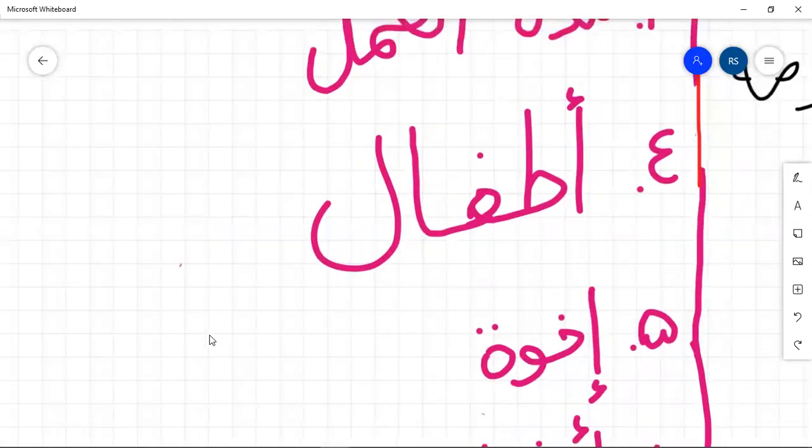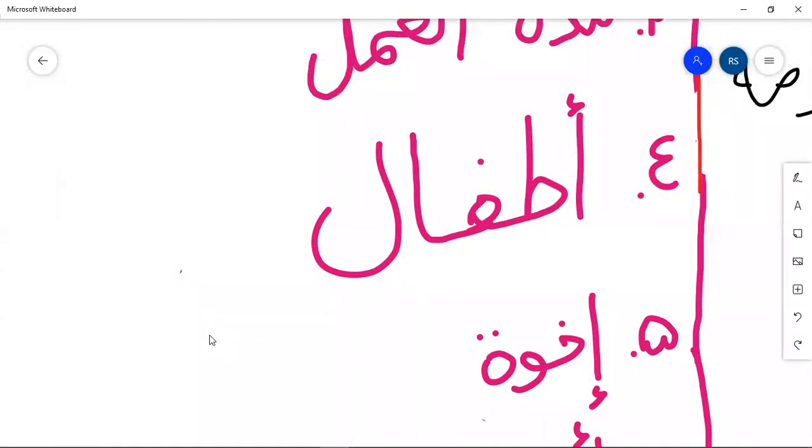How many children do you have? Kam tiflan laki. With the word kam, we use a singular word. Li tiflun wahidun. Is he a boy or a girl? Bintun. So you said li tiflatun wahidatun.